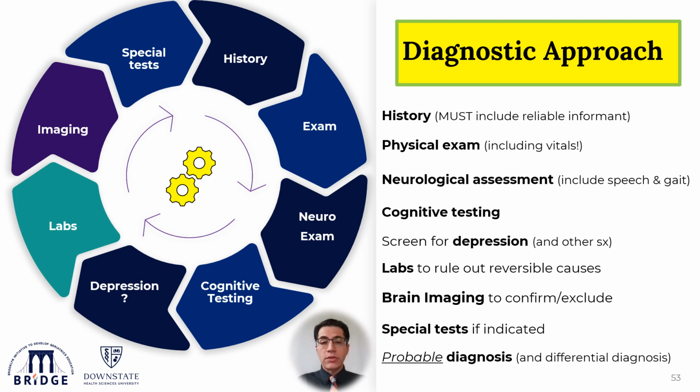Labs are needed to rule out any reversible causes. Brain imaging is usually handy, either to confirm your most probable diagnosis or exclude other possibilities. Special tests may be needed as indicated, and then you reach a probable diagnosis with some differentials.